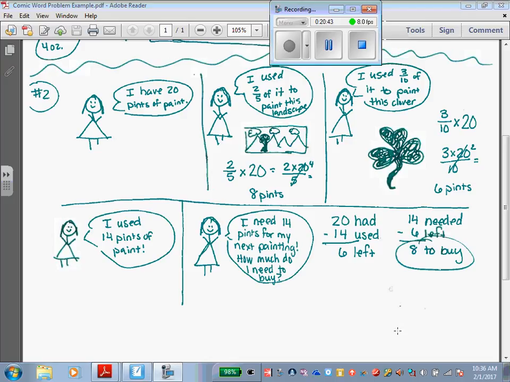And then she says, I used 3/10 of it to paint this beautiful clover. She's missing part of her leg, but that's okay. She's kind of lopsided on this one right here. So we have 3/10. People on the video, they're making fun of my drawings. 3/10 times 20, 3/10 of 20. She did the work. She got 6 pints.